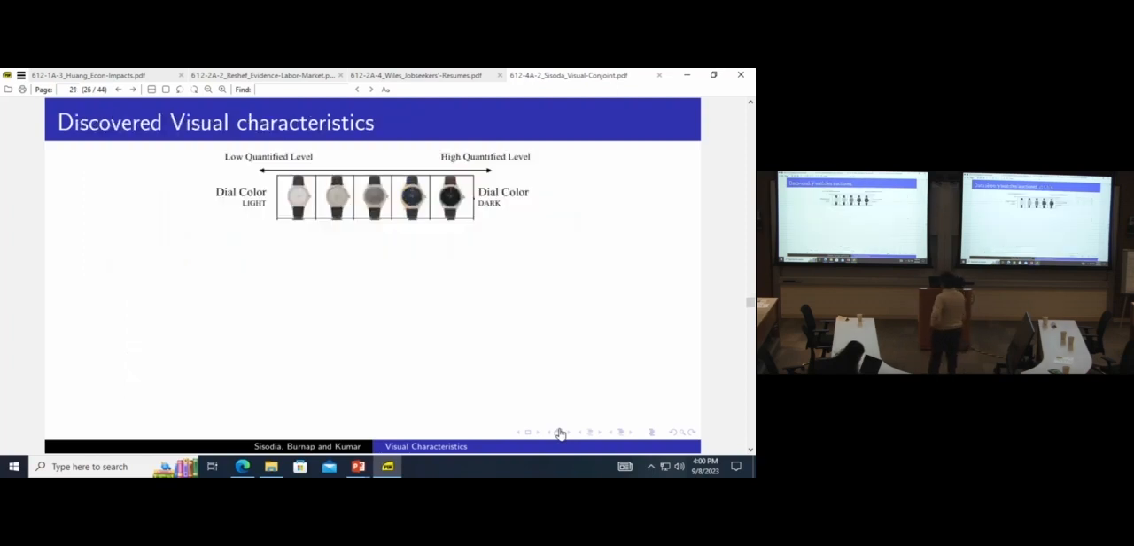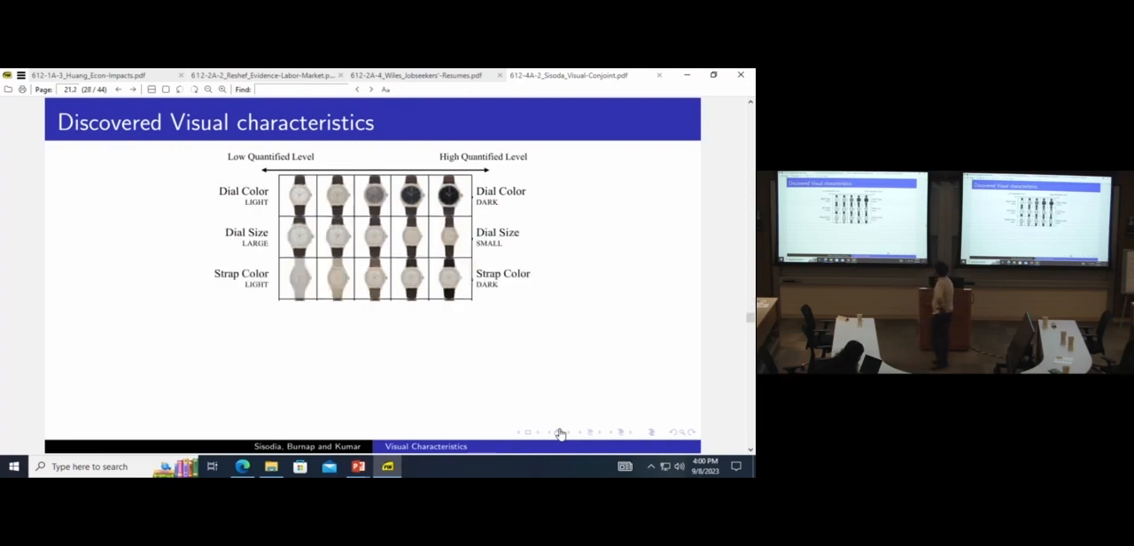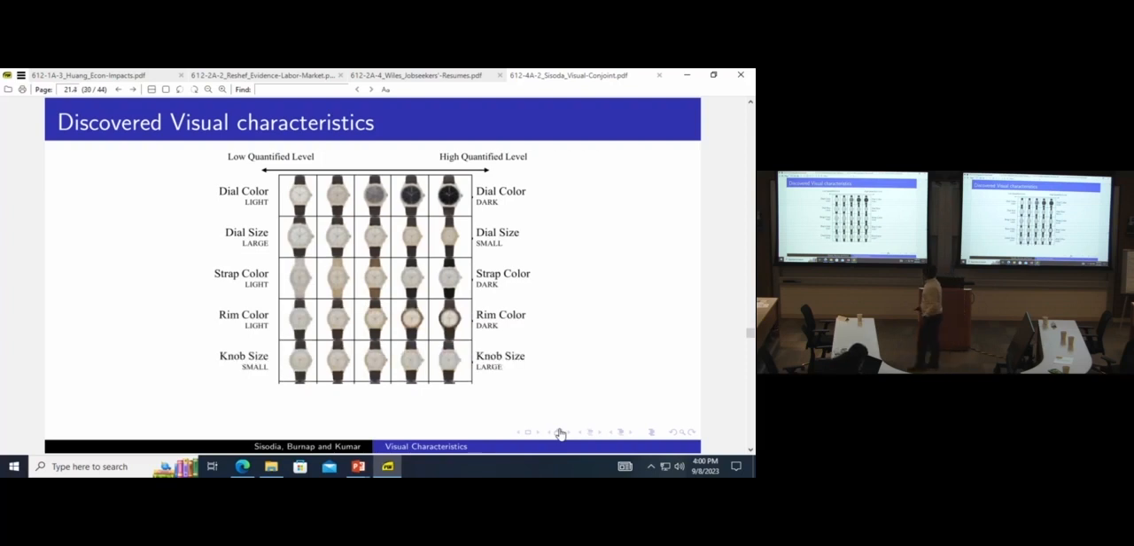We found 6 visual characteristics: dial color, dial size, strap color, rim color or the bezel color, knob size or the crown size, and dial shape. There could be more ways along which a watch varies, but these are the 6 characteristics that our method said were varying the most in our data set. It was clearly able to find all of them, and we received a numeric number for each watch, for all of these 6 characteristics.